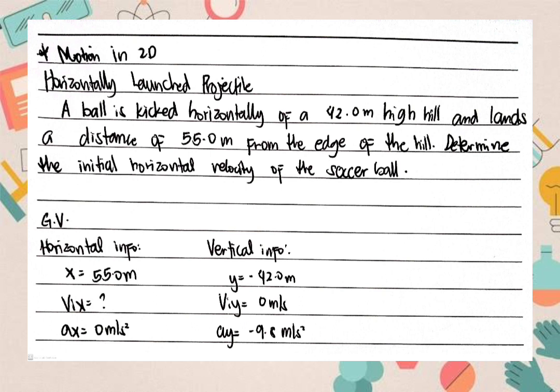For the sample problem in motion in 2D, to be specific in a horizontally launched projectile, a ball is kicked horizontally off a 42.0 meter high hill and lands a distance of 55.0 meters from the edge of the hill. Determine the initial horizontal velocity of the soccer ball. To solve this, get the horizontal and vertical information.